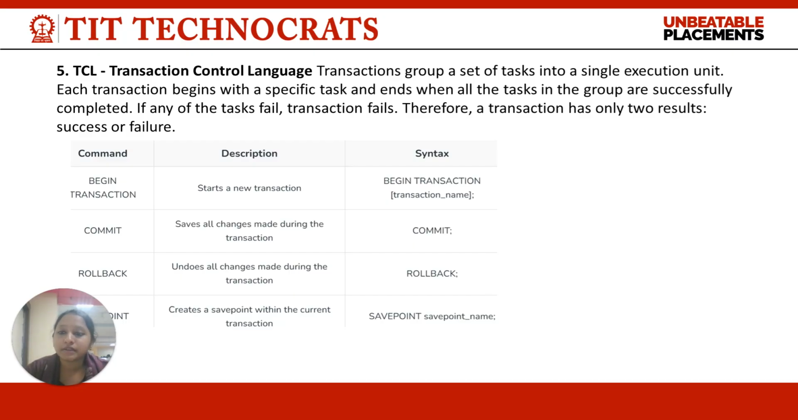The TCL commands are, first, begin transaction. This command starts a new transaction, grouping a set of operations into a single unit that can be executed together. And commit: commit saves all the changes made during the transaction permanently in the database. Rollback undoes all changes made in the current transaction, which is useful if something goes wrong.